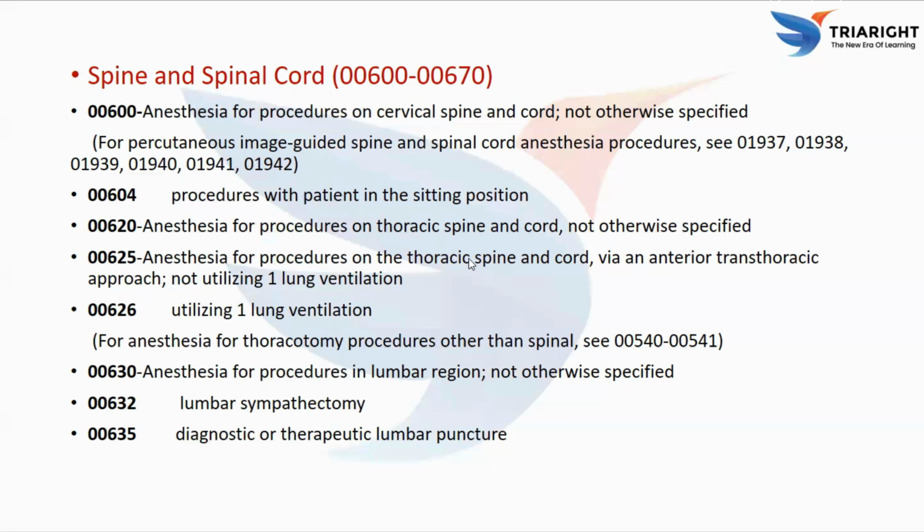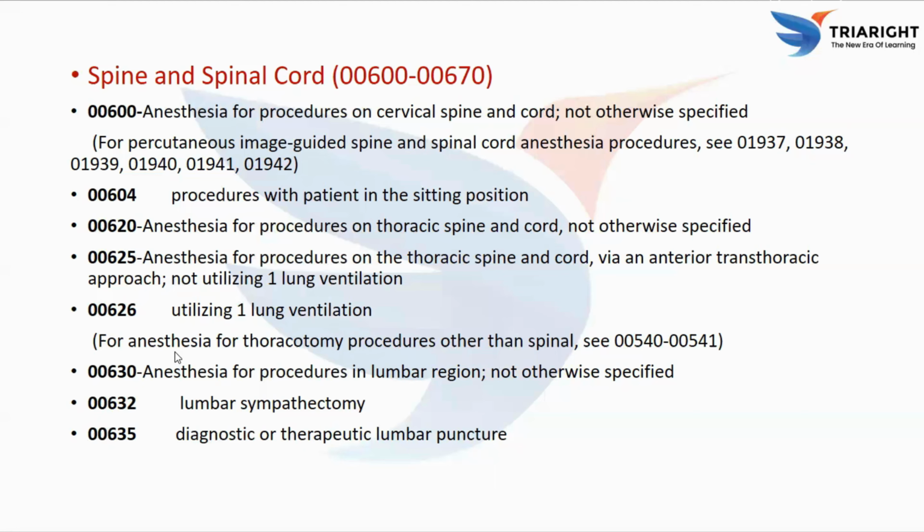00620, anesthesia for procedures on the thoracic spine and cord. This is used for thoracic, that is mid back, spine surgeries. For example, thoracic disc surgery, thoracic spinal cord tumor removal. A simple rule is, if it is a thoracic spine surgery with a routine approach, you have to assign the code 00620.